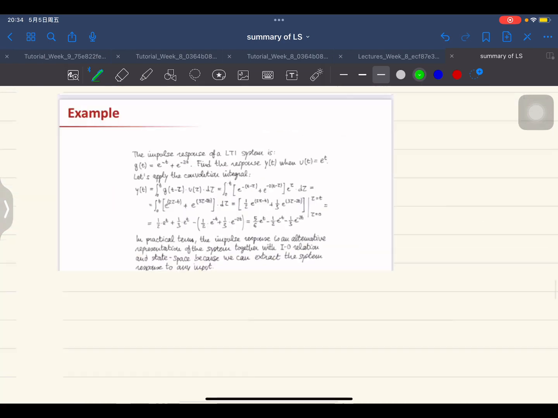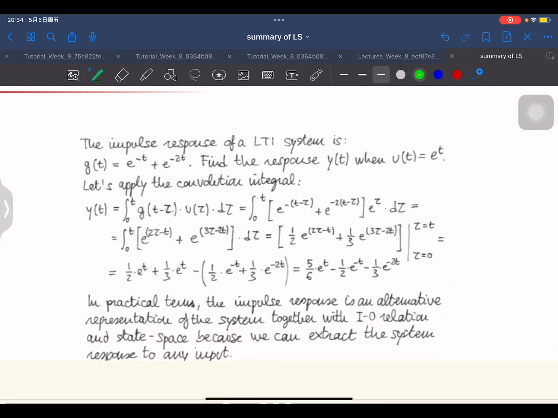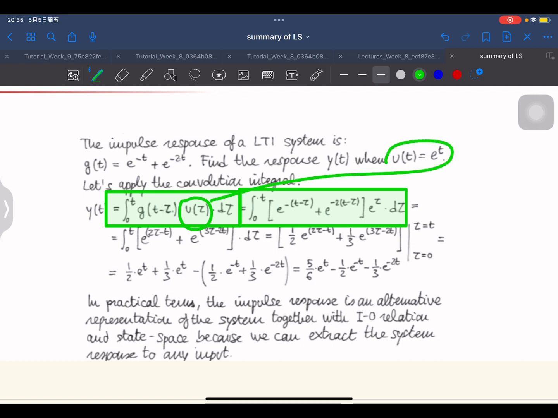Next one. Let's see the example. The impulse response of an LTI system is g(t) equal e to the minus t plus e to the minus 2t. Find the response y(t) when u(t) is equal to e to the t component. Let's apply the convolution integral. So y(t) will equal this integral. We just use the functions given to us, like u(t) equal this one and g(t) equal this one. We just substitute the unknowns into this formula. Later we do the integral.